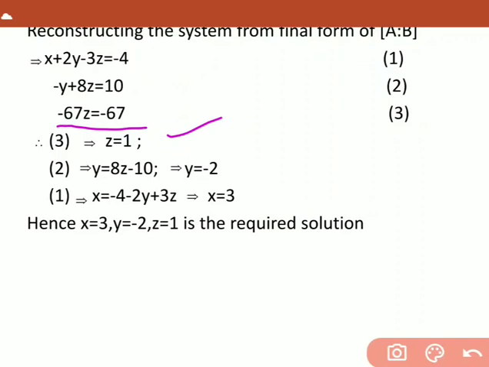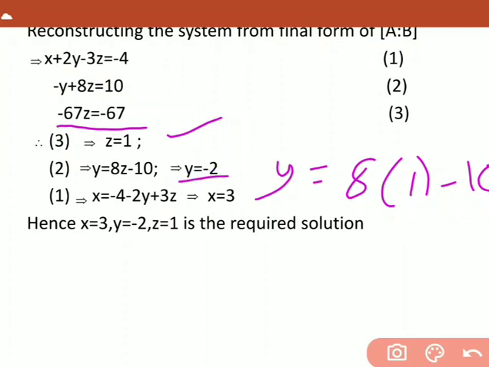This implies y is equals to, substitute the value of z here. So here y is equals to what we have here, 8z, z is 1 minus 10. So this implies here y is equals to how much? y is equals to minus 2.